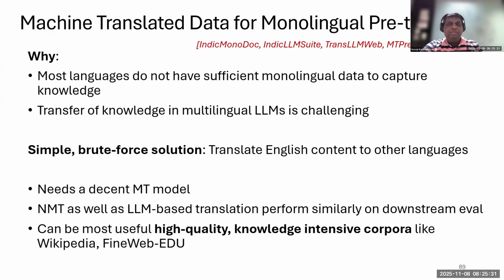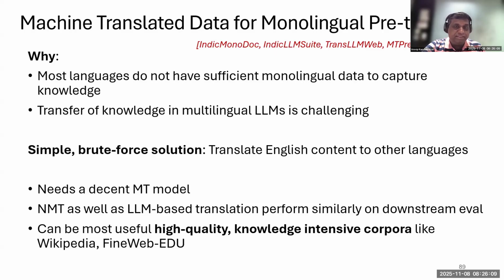Right. So now we looked at parallel data, but we can use machine translation in another way. We already noted that there is very little monolingual data for most languages, and therefore there isn't enough knowledge captured in language data. And transfer from English is challenging. So the simple brute force approach is, can I generate content in the language of my interest at scale by translating a lot of English content? And so that's what we're talking about now.